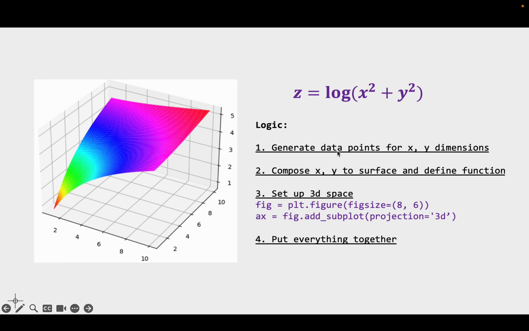And when you have those data, you need to compose x and y into a surface. And then based on this two-dimensional surface, we're going to set up the z dimension. So this is how you set up all three dimensions for the data points. Once you have the data points, then you need to create the 3D space in Python. And once you have the 3D space, you're going to put everything together. Okay, so this is the logic I summarized for you to create this visualization.